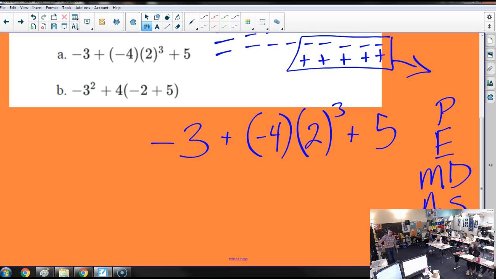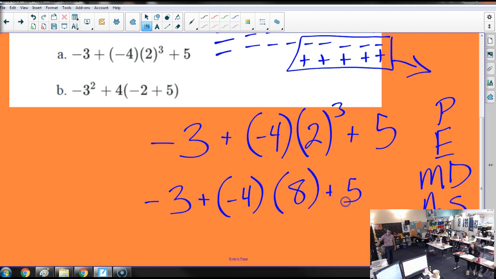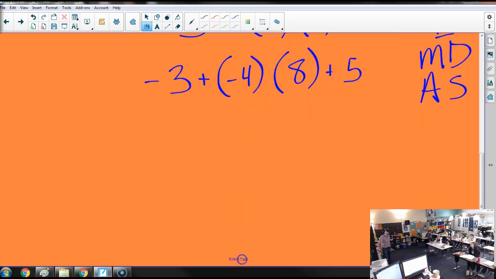So first thing we do here, copy what doesn't change, only do one thing. So the 2 to the third, like 2 to the third power, becomes 8, and everything else stays exactly the same. So this is what we should have written on our paper. Nothing different, because we don't want to jump over steps and make a mistake.